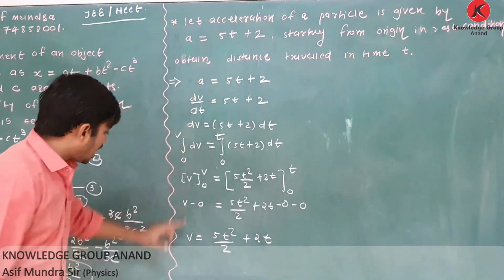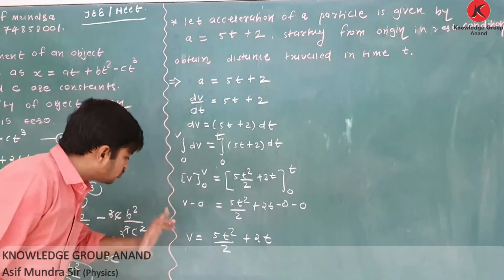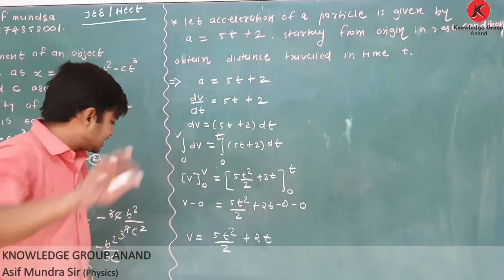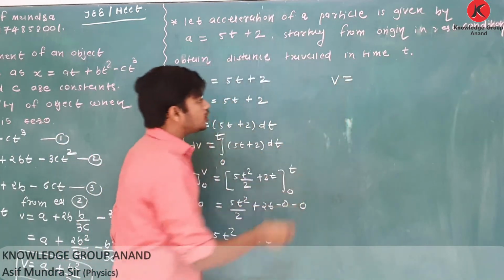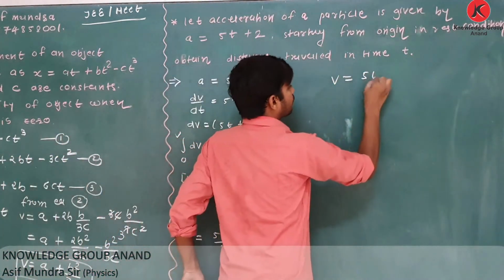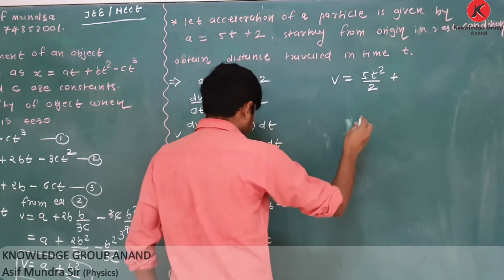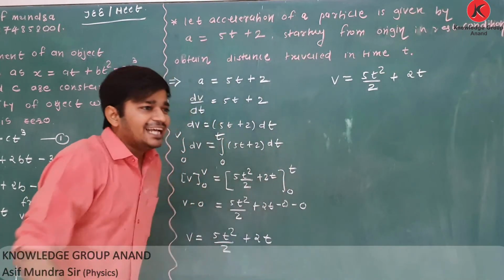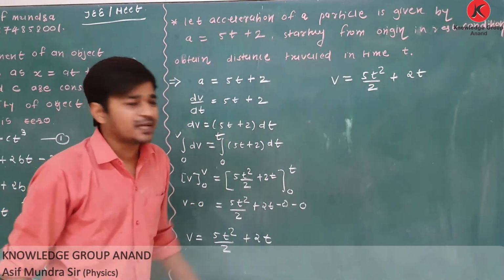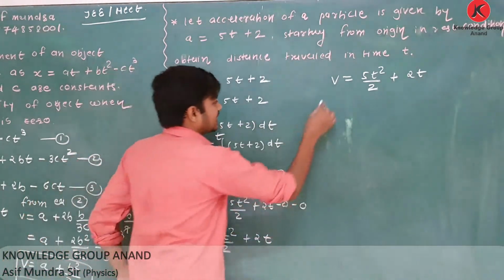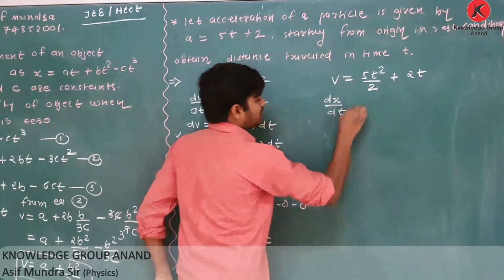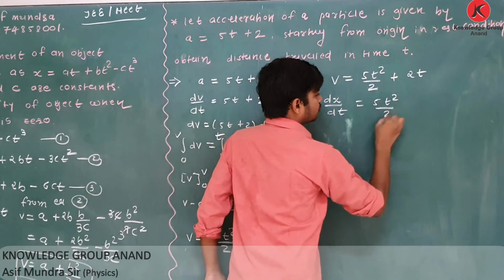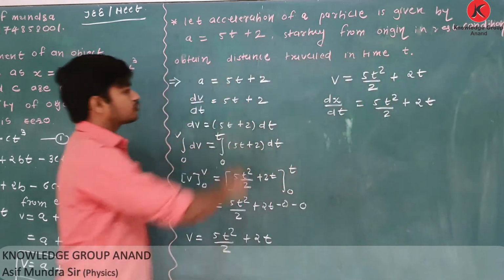Okay, from acceleration, how to find velocity. Now, we have to find distance. Then what to do? See, here it is. V is equal to 5t square by 2 plus 2t. Again, as we have to find distance or displacement, I can write this v as dx upon dt, and is equal to 5t square by 2 plus 2t.